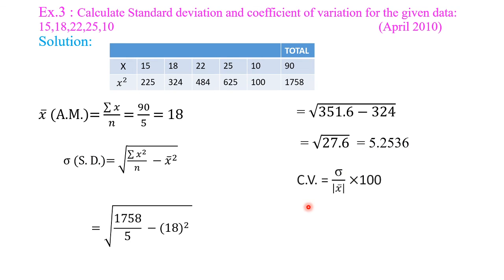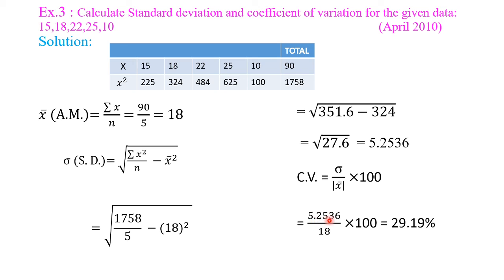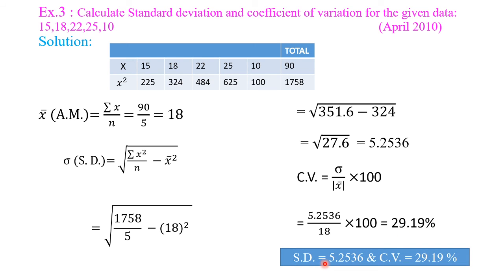So standard deviation, that is sigma, is equal to 5.2536. Then we have to find coefficient of variation, CV, is equal to sigma divided by x bar into 100. Put these values in this formula, we get sigma 5.2536, x bar 18, that is 5.2536 divided by 18 into 100 is equal to 29.19. So students, standard deviation is equal to 5.2536 and coefficient of variation CV is equal to 29.19%.